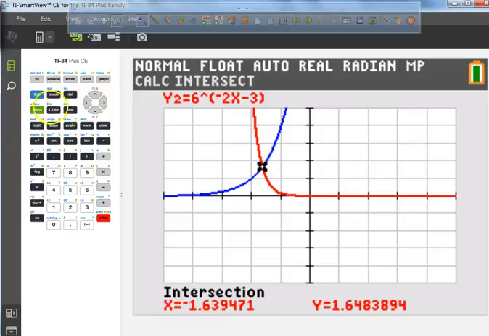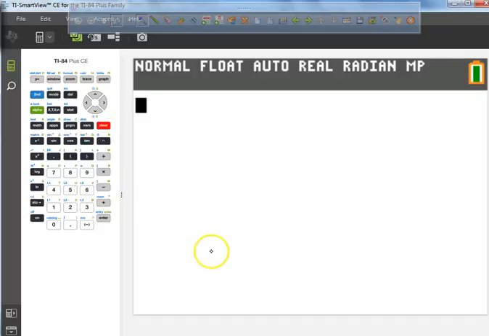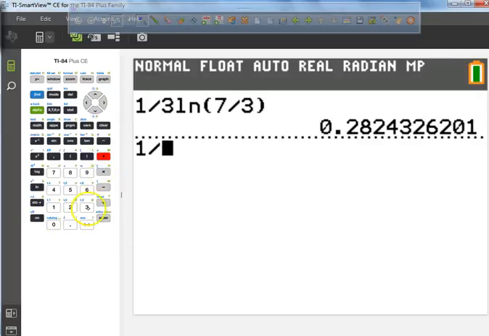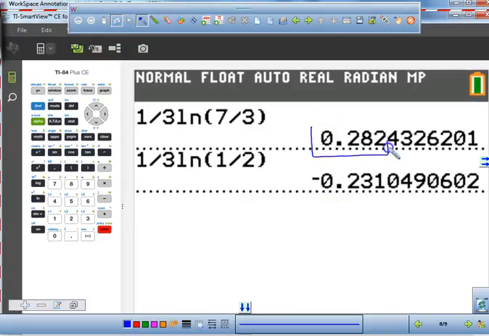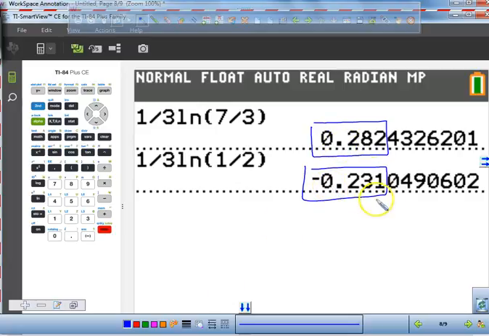Clear this out. I said it's 1/3 of the natural log of 7/3. That's one of your answers right there. I also said it's 1/3 times the natural log of 1/2 right here. These are your 2 answers that work. We're going to round it to the nearest thousandth, which is the 3rd decimal place. Those are your 2 approximate values. All right, 0.282 and negative 0.231.